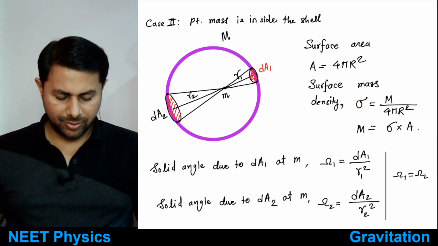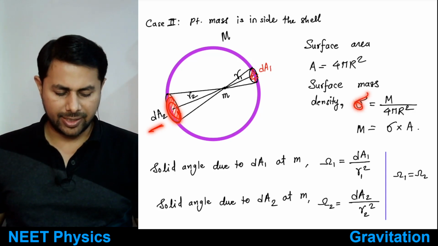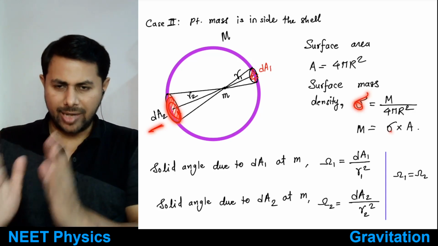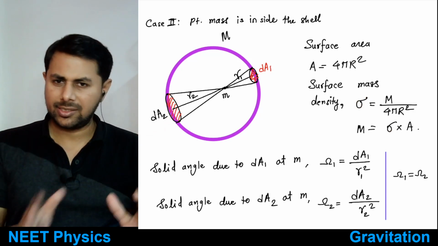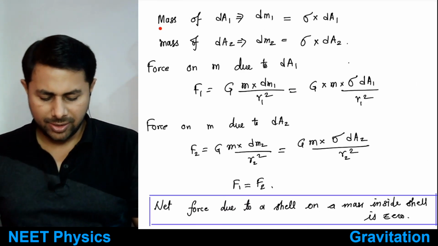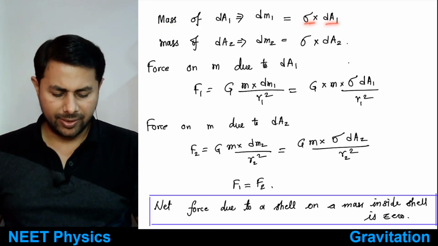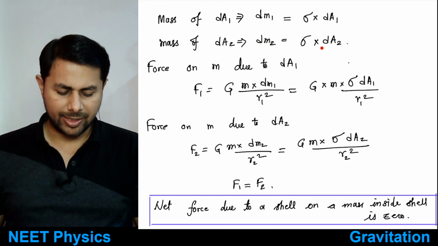Then mass due to this area would be sigma multiplied by dA2. Sigma is surface mass density. So mass is equal to surface mass density multiplied by the area. So mass due to dA1 is dm1, it is sigma multiplied by dA1. Mass due to dA2 is sigma multiplied by dA2.